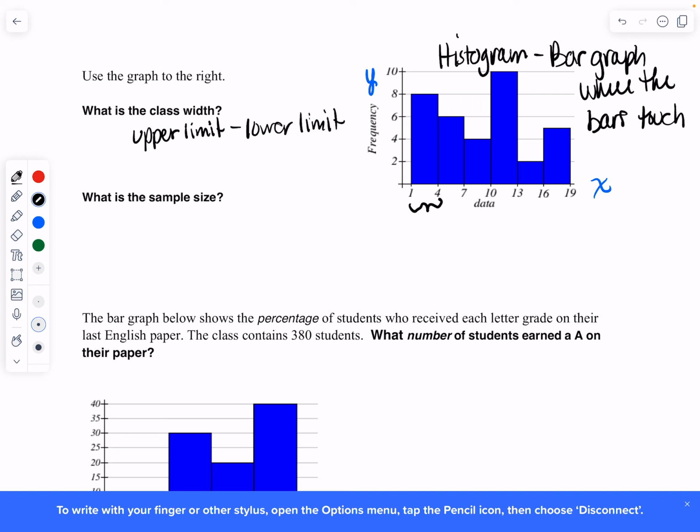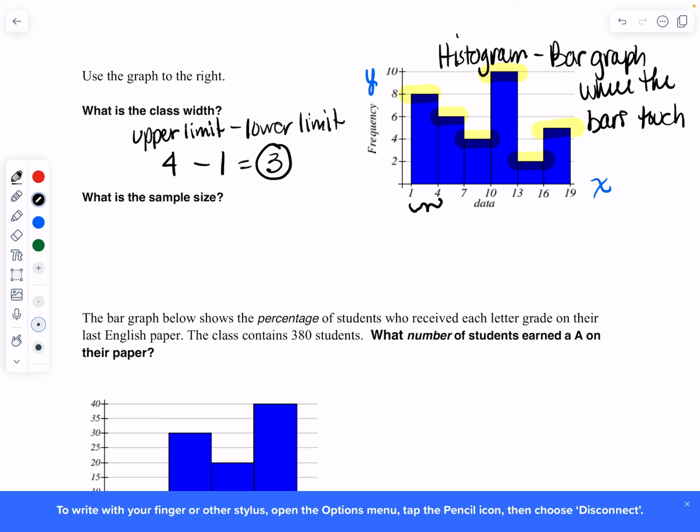Okay, so the upper limit for the first bar is 4. Minus the lower, which is 1. So 4 minus 1 will give me an interval of 3. What is the sample size? All right, to find the sample size, we're going to have to look at all the heights of each of these bars that I'm highlighting, and I'm going to find out what the frequency is and add them up.